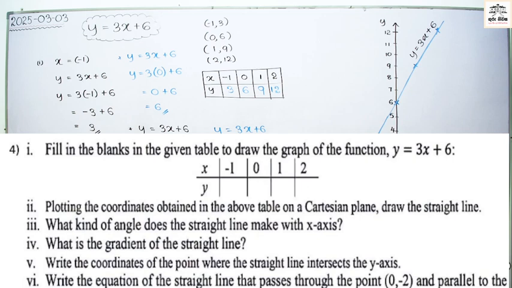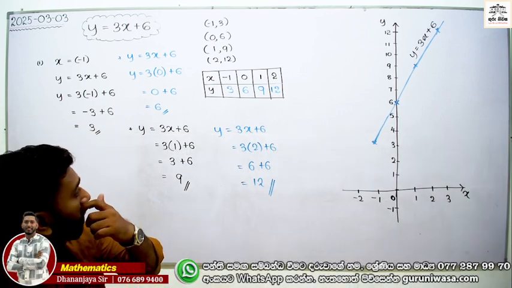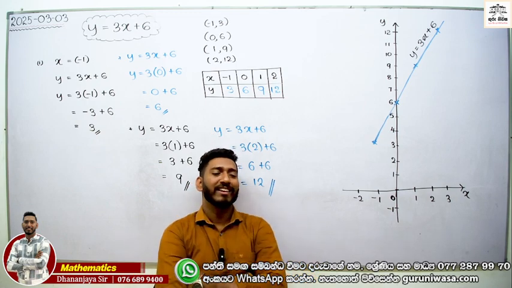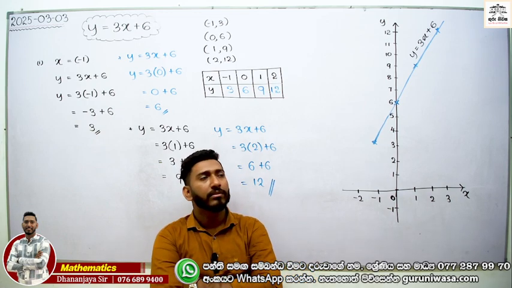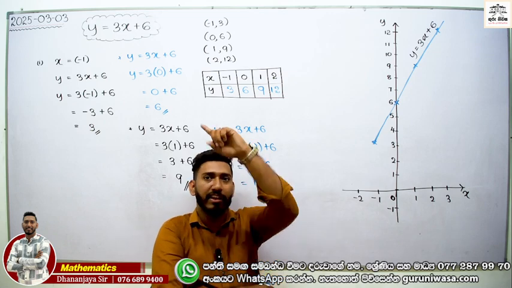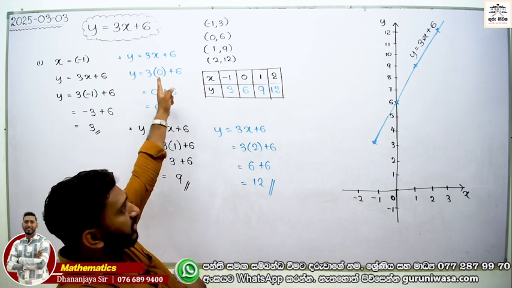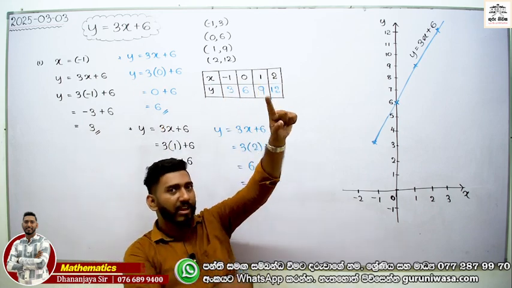Whenever they have a question, what kind of angle does the straight line make with the x-axis? Gradient is a positive one. What is the gradient? Gradient is plus 3. And you know what the angle with the x-axis is?